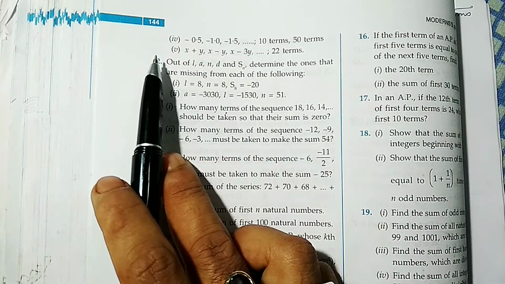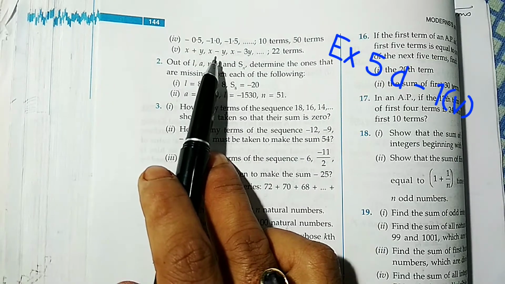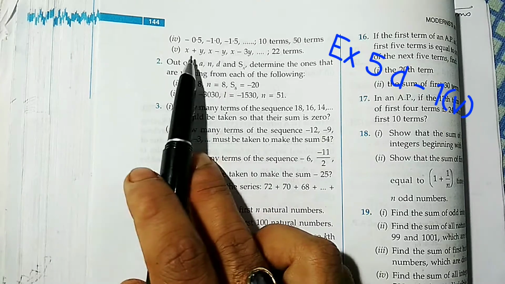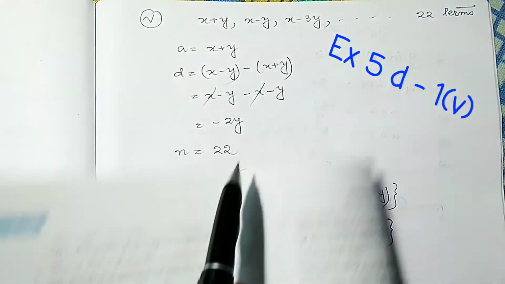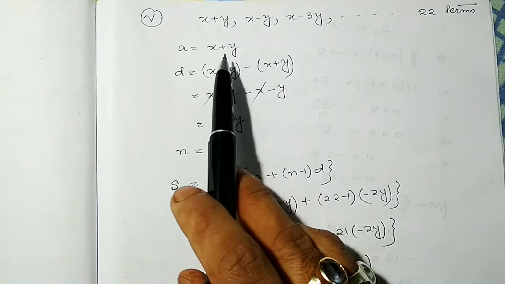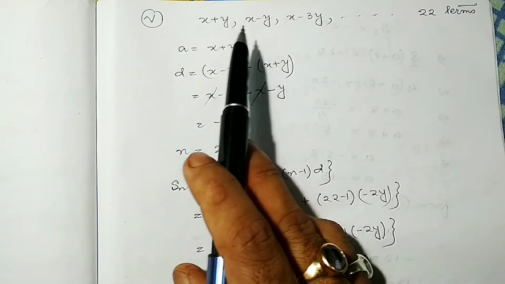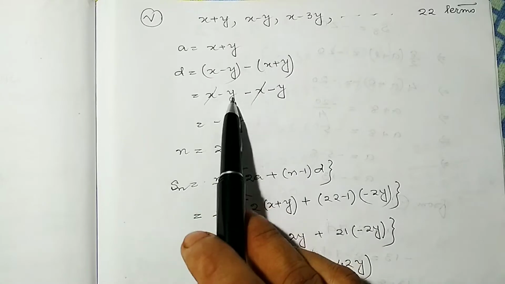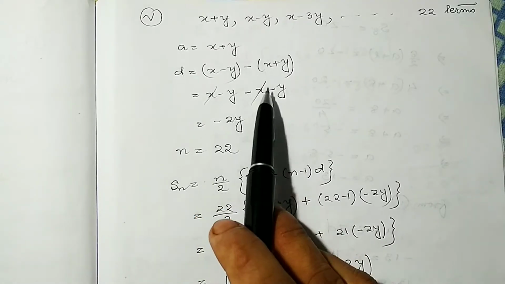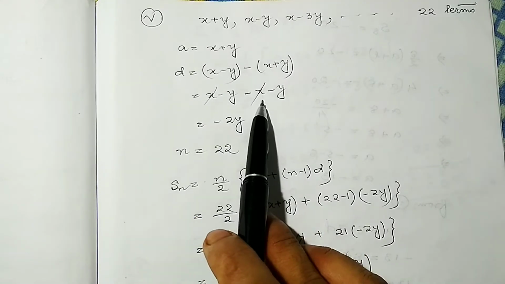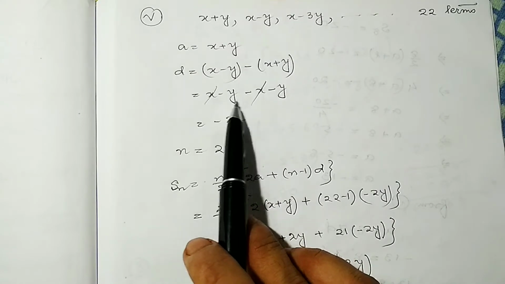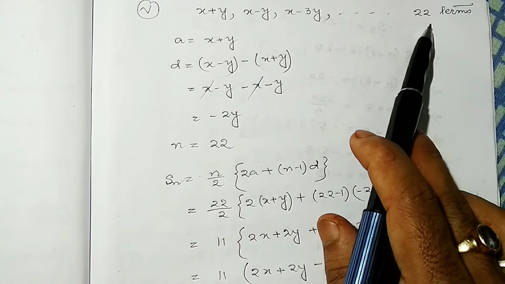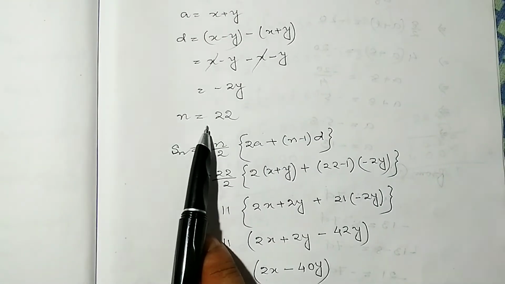The fifth part of question number 1 is x plus y, x minus y, x minus 3y, and we are to find the sum of this series up to 22 terms. Now here the first term is x plus y, and the common difference will be second term minus first term: x minus y minus x plus minus minus y, plus x minus x cancels. We are left with minus y, which means minus 2y. In the question it is given n is 22, so we have written n equals 22.